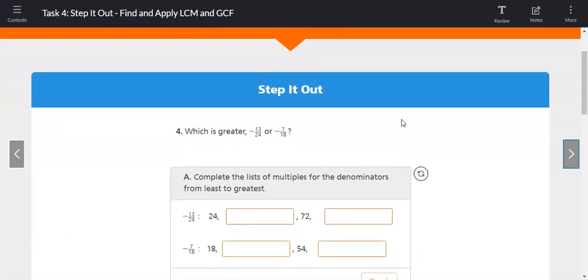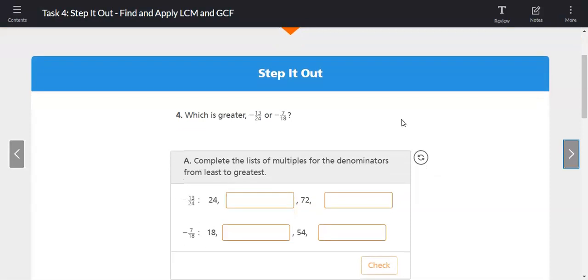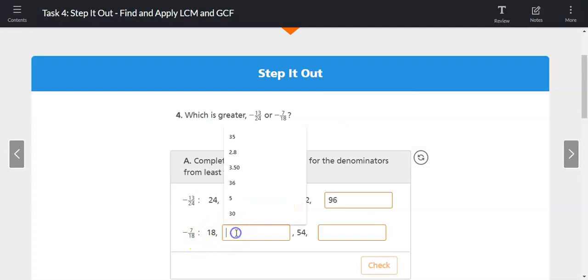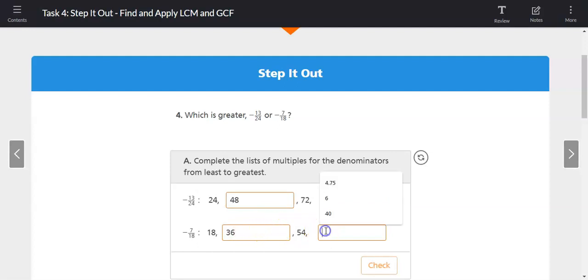Which is greater, negative 13/24 or negative 7/18? Complete the list of multiples for the denominators from least to greatest. So our denominator of the first one is 24, so we're going to do 24s. 24, 48, 72, 96. Down here, we're going to go 18, 36, 54, and the last one is 72.